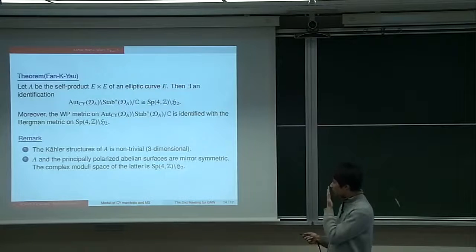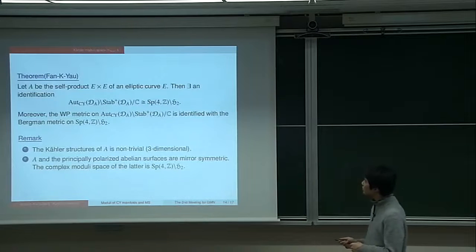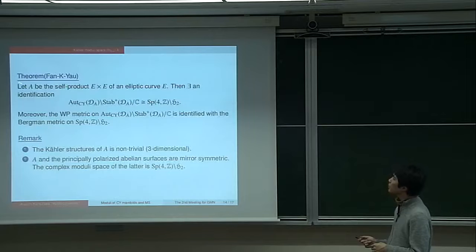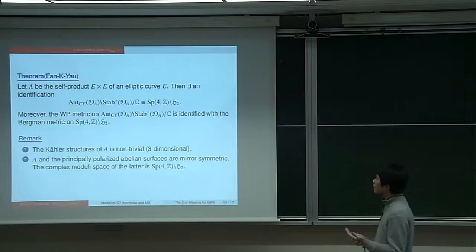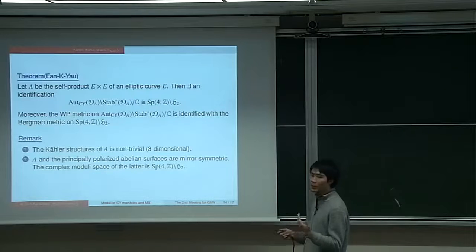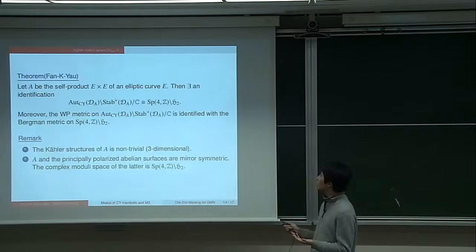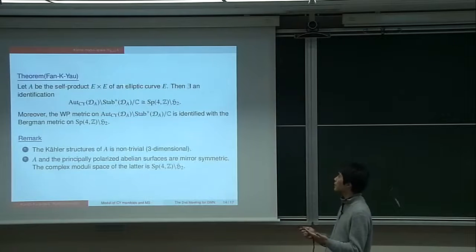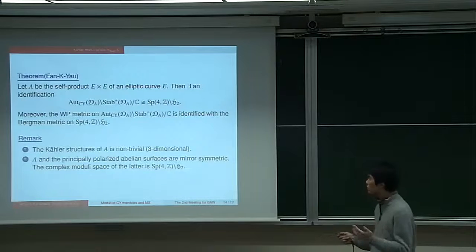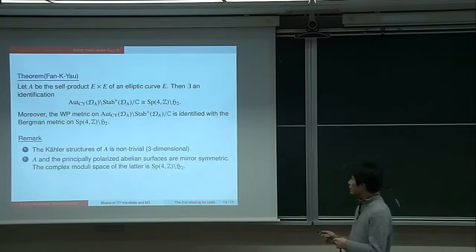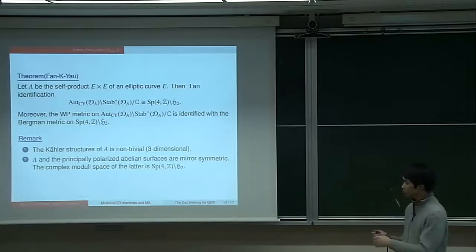There are a few remarks to make. First, we consider the self-product of an elliptic curve, which seems a trivial thing, but it turns out not to be. The complex structure of this is one-dimensional, the same as the elliptic curve, but the Kähler structure is different. It's three-dimensional, so it's non-trivial. And this is compatible with the mirror symmetry observation too, which I skip.